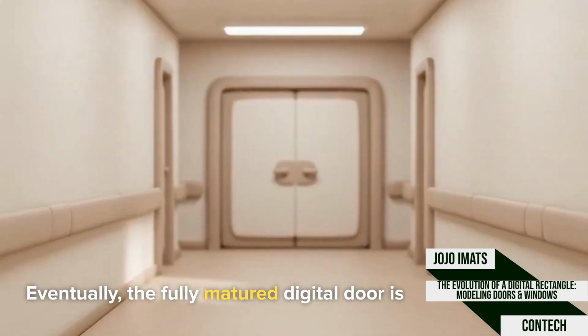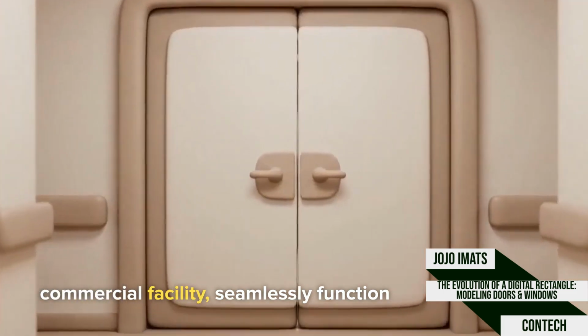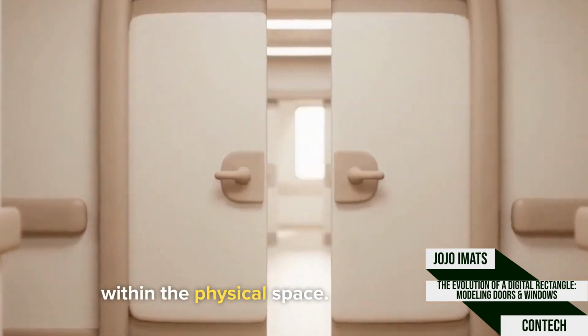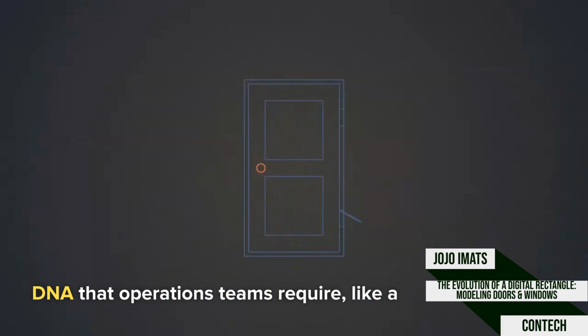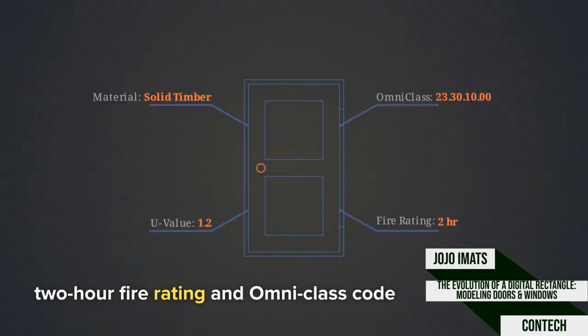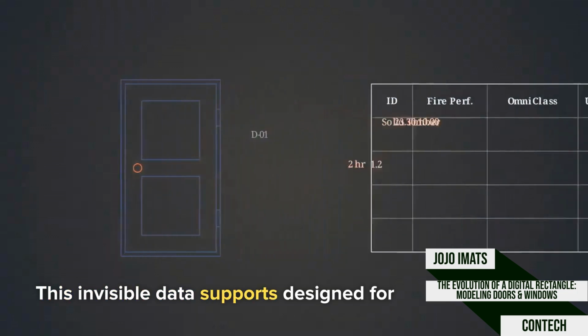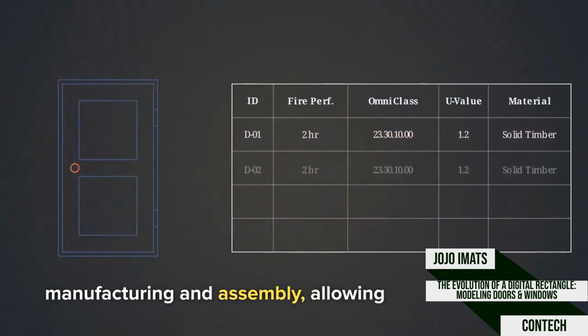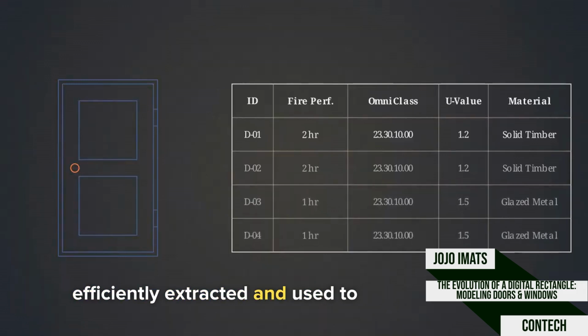Eventually, the fully matured digital door is perfectly integrated into a finished commercial facility, seamlessly functioning within the physical space. This diagram visualizes the hidden textual DNA that operations teams require, like a 2-hour fire rating and OmniClass code 23.30.10.00. This invisible data supports design for manufacturing and assembly, allowing standard parametric components to be efficiently extracted and used to standardize the physical build.